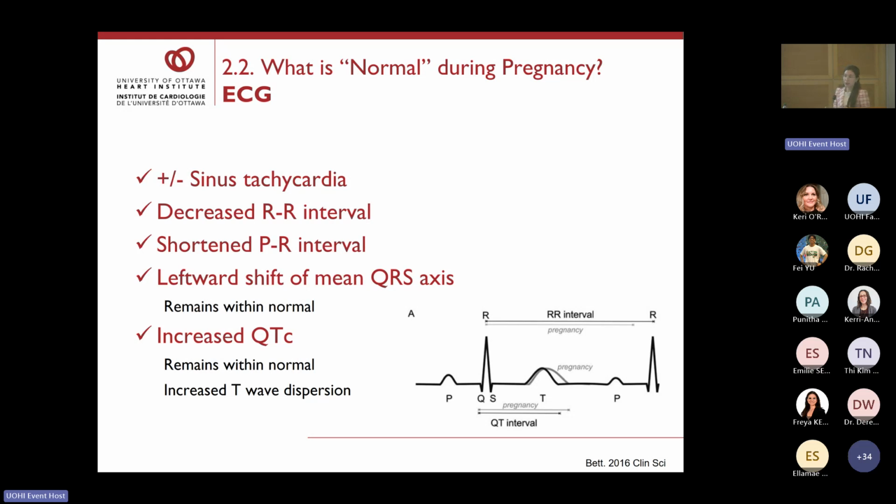What happens to the QTc in pregnancy is also interesting. There's a trend for increased QTc with gestational age. And this is thought to be also a physiologic adaptation. As you prolong the action potential, you allow more time for calcium handling and allow for a forceful contraction at the next beat. There's also a concept of increased T-wave dispersion in pregnancy that is not very well understood and could be related to some arrhythmogenicity that we see in pregnancy.